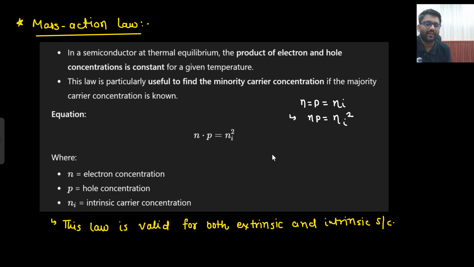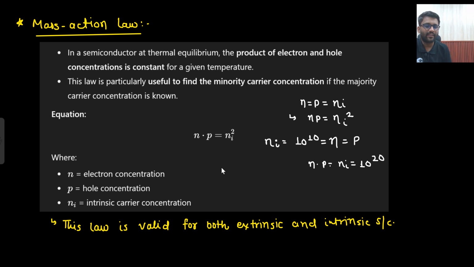Let's understand by a practical example. Let's say in my silicon, the ni value, when it was intrinsic, when silicon was everywhere, at that time the number of electron and hole pairs was 10 to the power 10. So the number of electrons was 10^10 and the number of holes was 10^10. What was their multiplication? n into p is equal to ni square, that was 10 to the power 20.